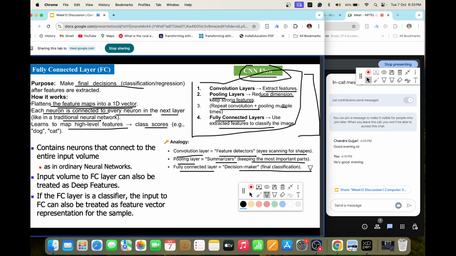Again I am repeating, we have these three things: first the convolution layer, second the pooling layer, and third the fully connected layer. We can have a series of convolution plus pooling layers, and then at last we will have the fully connected layers. The convolution layer extracts the features. The pooling layer reduces the dimension and keeps only the strong features. The fully connected layer takes the decision. So that is the whole CNN flow.